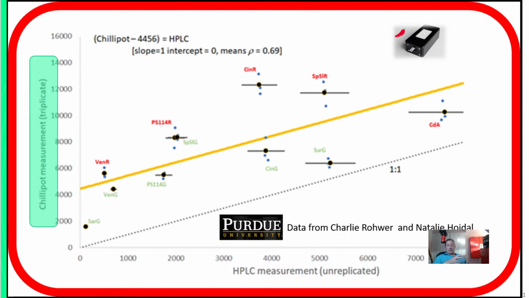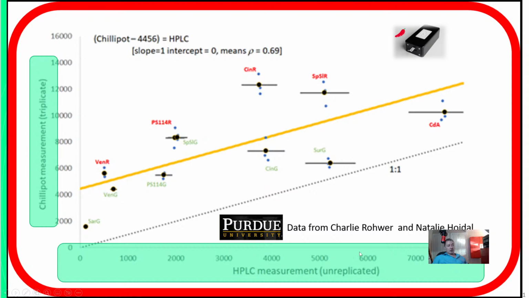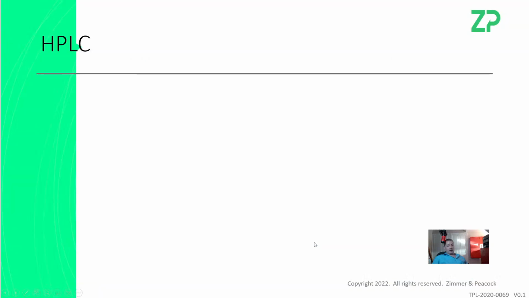He had to just send it out for HPLC analysis. He could only do one test per chili because it was too expensive to do triplicates, whereas on our system, he could do triplicates. So he got a sense of the standard deviation. He was really quite happy with it, and he got a sense that we were correlating with the HPLC as well. So we do get good references from Charlie Rower at Purdue University. Thank you to Charlie for that.